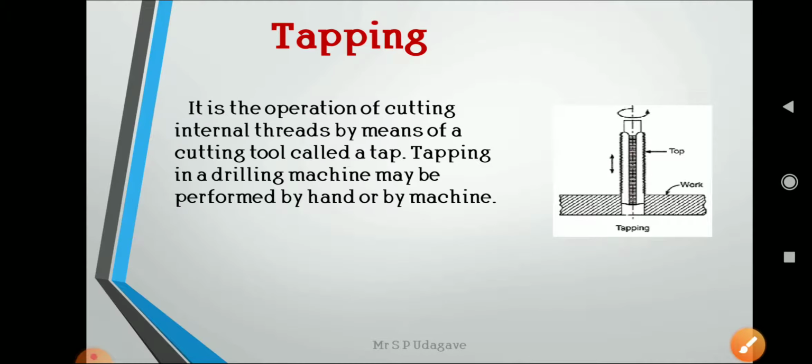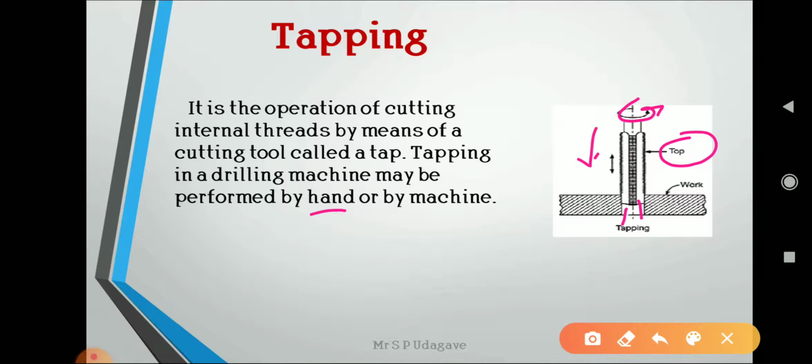Next is the tapping operation. It is the operation of cutting internal threads by means of a cutting tool called a tap. Tapping in a drilling machine may be performed by hand or by machine. We can produce internal threads with the help of a tap. We initially create an undersized hole in the workpiece, and by using the tap tool we can create the internal threads, by hand or by using a machine.